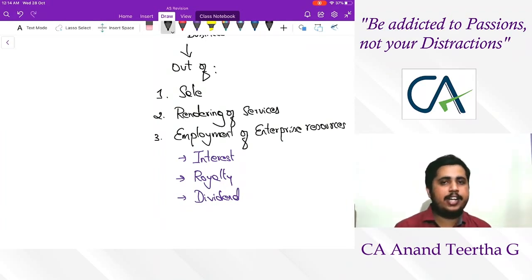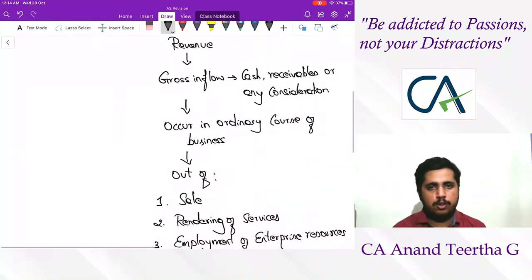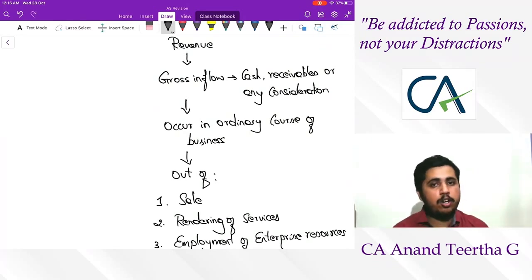This is the definition of the term revenue. Wherever technicalities are involved, I'm bringing up those things, because even though we can say this in simple language, in the exam you have to bring these sentences. So revenue is gross inflow of cash or debtors, receivables, or any other consideration. Receivables lead to debtors. It should come in the ordinary course of business; any other stuff is not covered here.